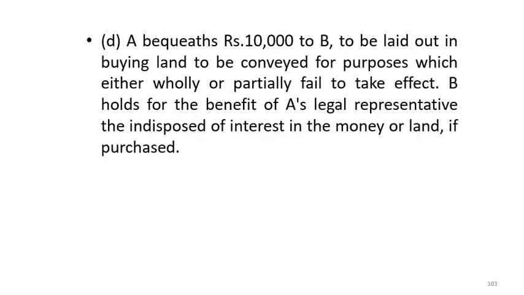Then we will see the D illustration. A bequeaths rupees 10,000 to B to be laid out in buying land to be conveyed for purposes which either wholly or partly fail to take effect. B holds it for the benefit of A's legal representative, the undisposed interest in the money or land if purchased.